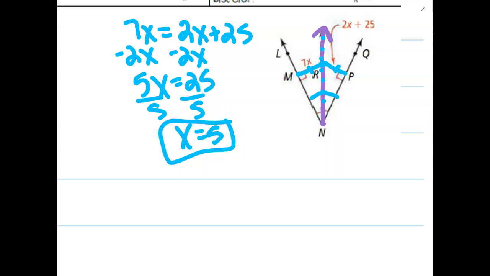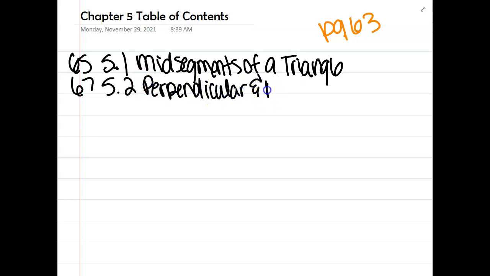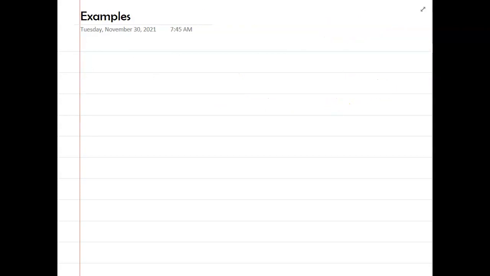Really, honestly, guys, this is about all you're doing today. Solving, but like I said, I want you to understand why we set them equal to each other, how to use the theorems going from there. Okay? Alright, so this should be glued into page 67. This is section 5.2, and it is perpendicular and angle bisectors.